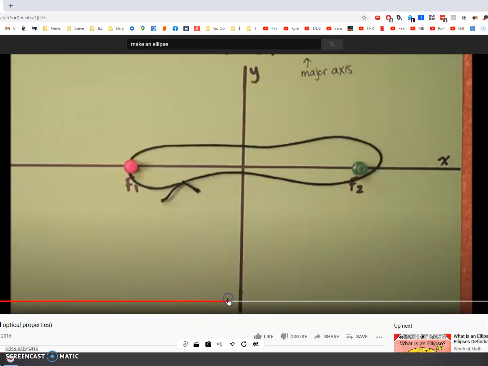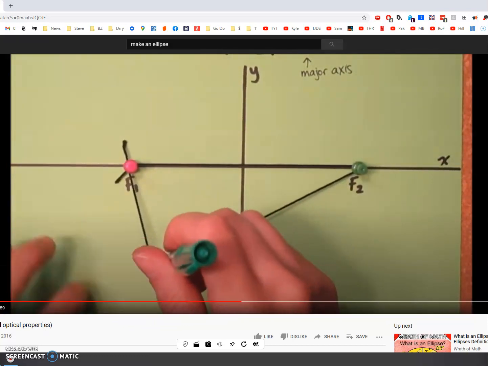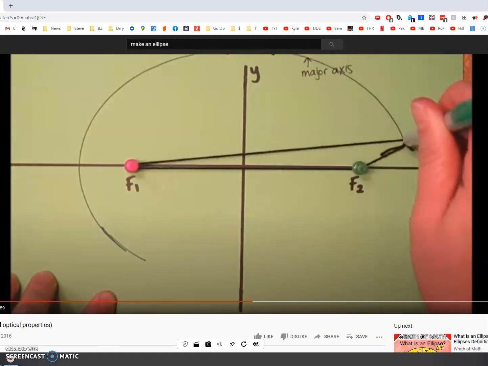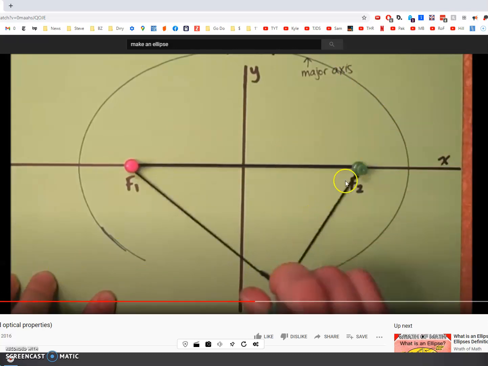Can I go back to where we're drawing it? So there. Now, do you see how this string and this string are always going to be the same total string, whether you're here or here? The part of the loop is always the same. So whatever's left over here is always the same. And that's how you get the shape of the ellipse going around. If you understand that, great. If not, that's okay. I'm just explaining how the ellipse is made.